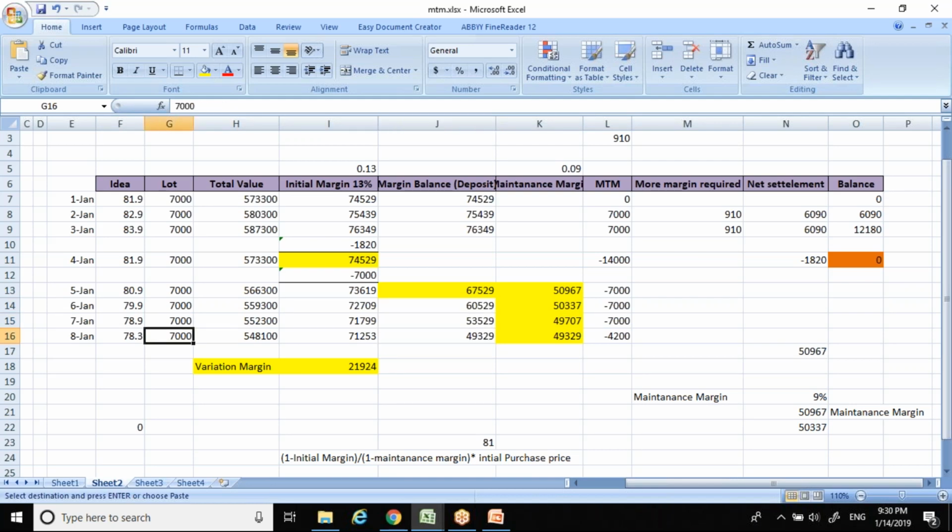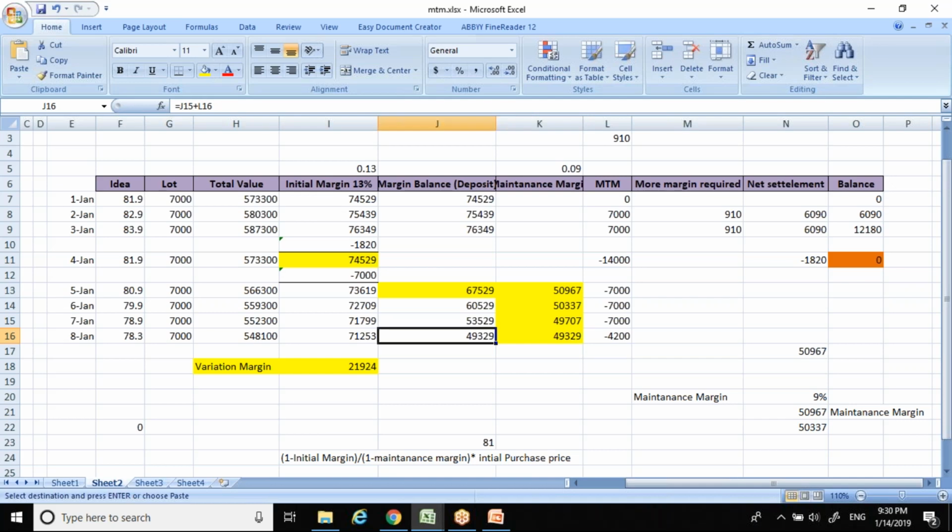And on 8 January, the price goes around 60 paisa down. So you had a loss of around 4,200, not too much loss, but a loss. But after deducting this 4,200 from 53,529, you see that the account balance or margin deposit with the exchange is the same as the maintenance margin requirement. So basically you need to maintain this much.